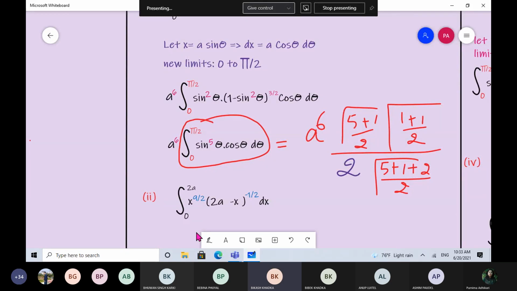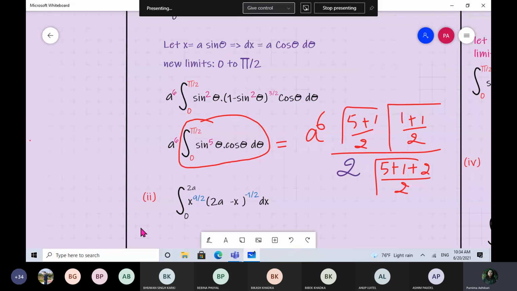Ma'am, is it A5 or A6? It's a to the power 6. Okay, my mistake. Here one a is missed, there is also the a of a cos theta. Okay, that makes it 6.